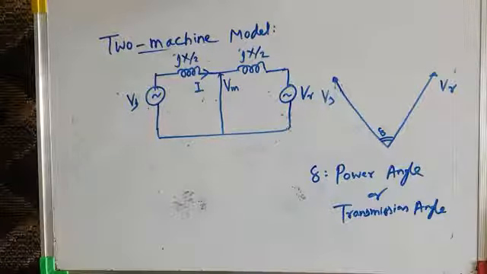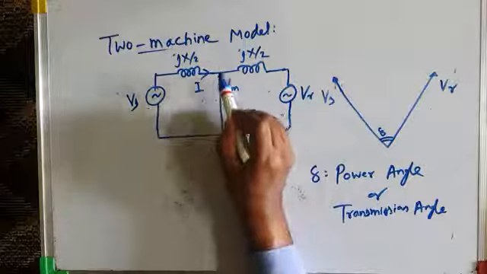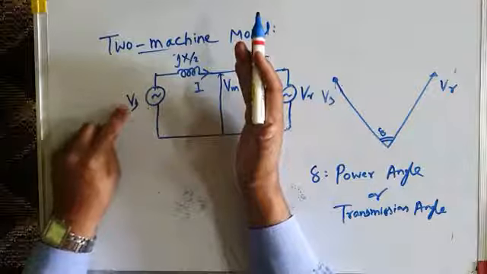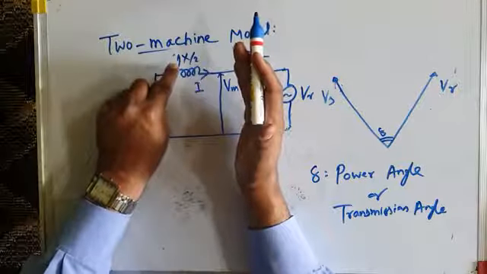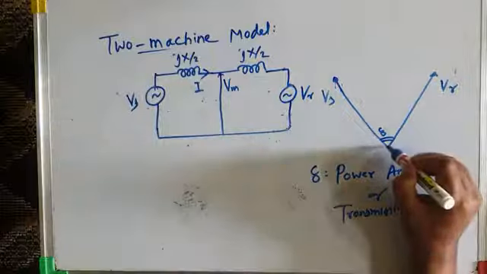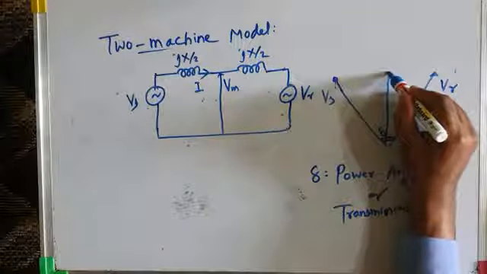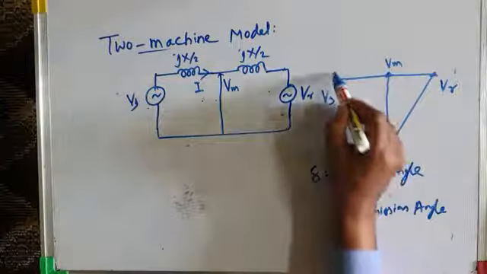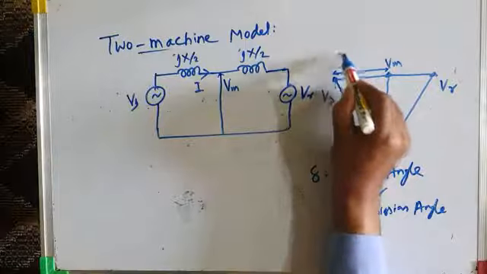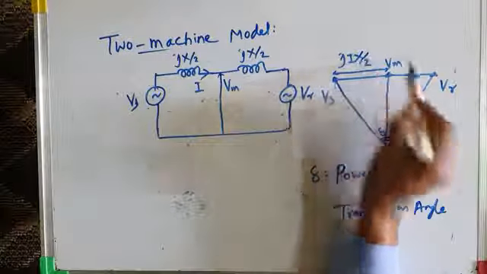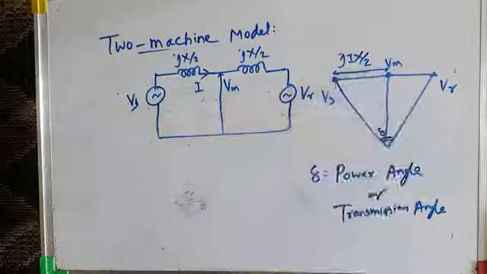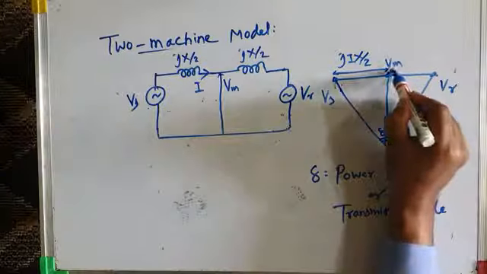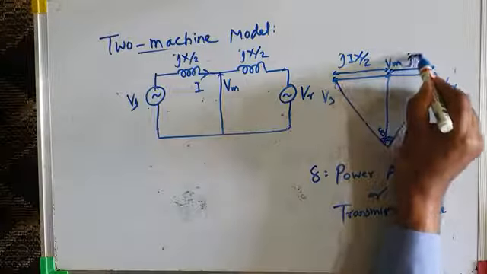Now, if you want to find the Vm voltage in the middle of the transmission line, you can apply Kirchhoff's voltage law in this half of the circuit. This Vm will be Vs minus this drop. And what is this drop? This is jIX/2. So if this is your Vm, this drop will be jIX/2, and this Vm is Vs minus jIX/2. Similarly, if you want to find Vm on this side, it will be Vr minus jIX/2. So this drop is also the same, jIX/2.